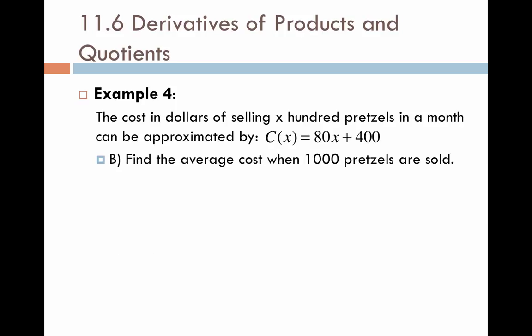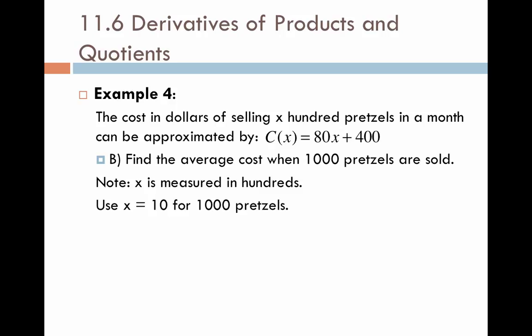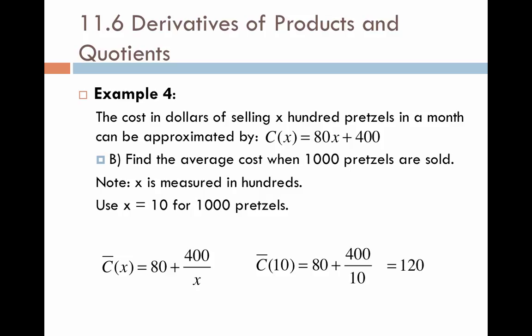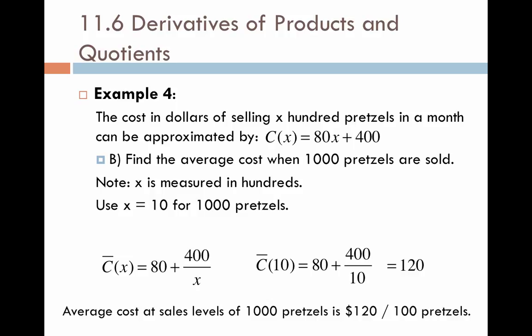B, I want to find the average cost when 1,000 pretzels are sold. Now, remember that x is measured in hundreds. So I have to use x equals 10 for 1,000 pretzels. So there's my average cost function, and then I plug 10 into the average cost function. And I get 120. So the average cost at sales levels of 1,000 pretzels is $120 per 100 pretzels.